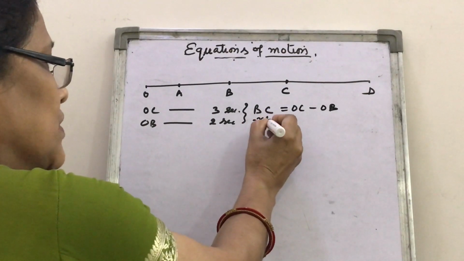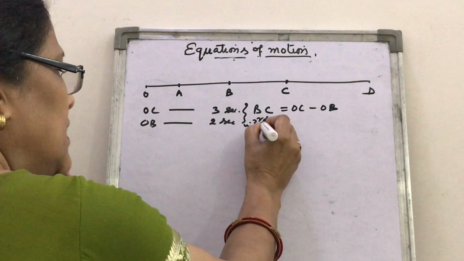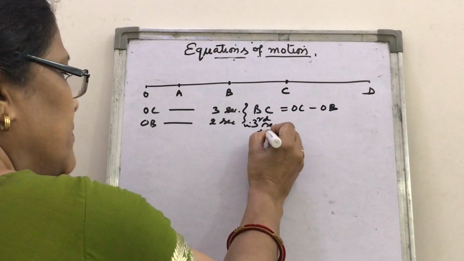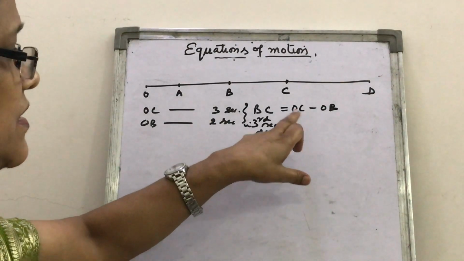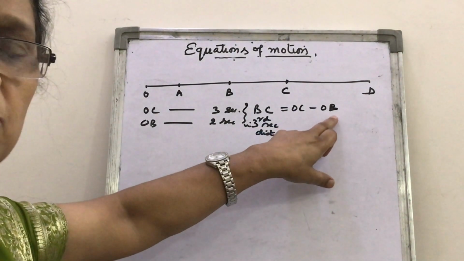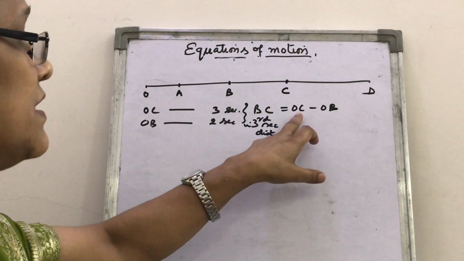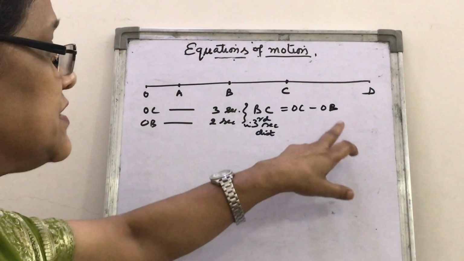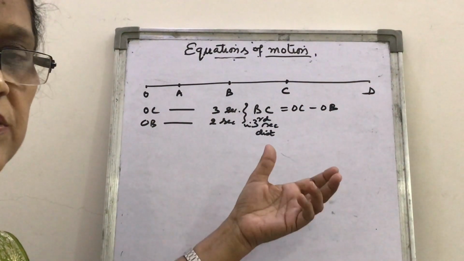If you write, what will be the distance covered in the 3rd second? How has it been calculated? Distance covered in 3 seconds minus distance covered in 2 seconds. So in general, the distance covered in the nth second is the distance covered in n seconds minus the distance covered in n minus 1 seconds. This is the logic of how you decide.